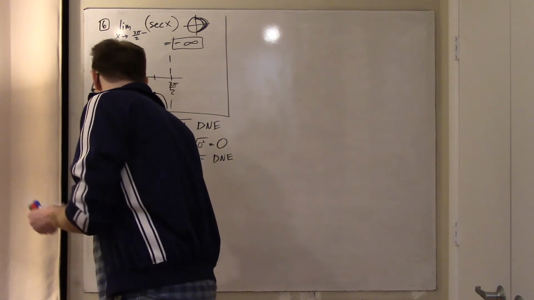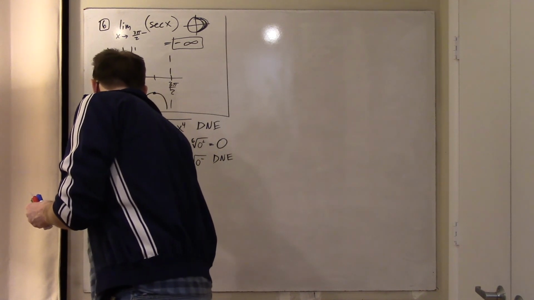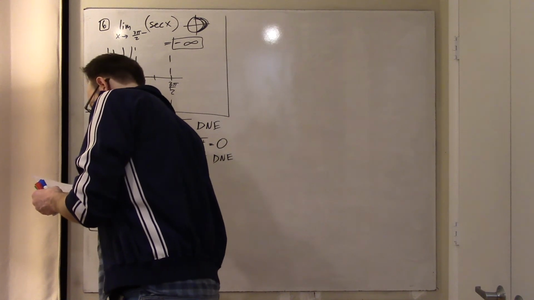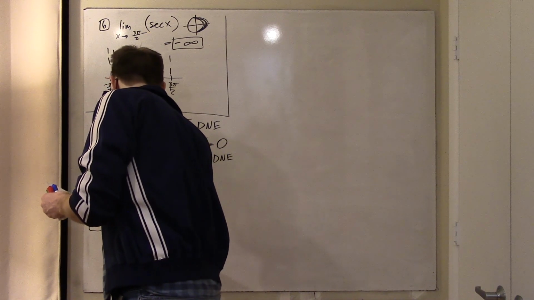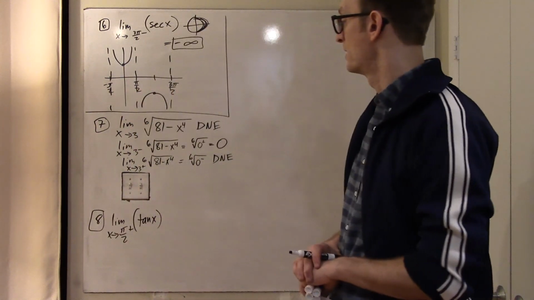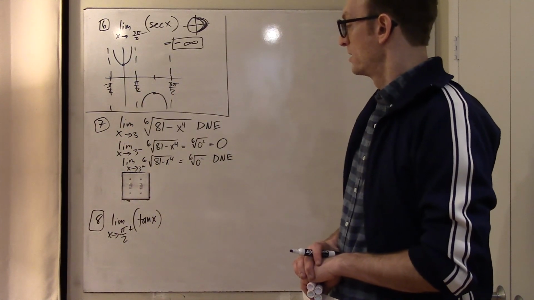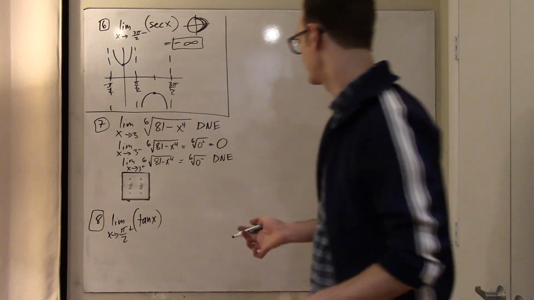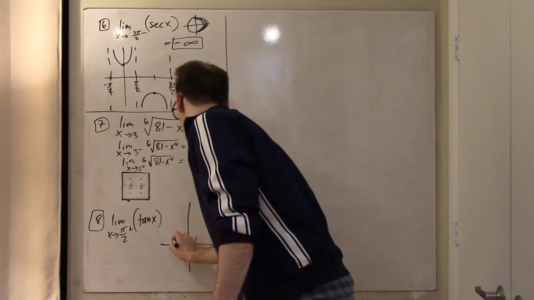Number 8. The limit as x approaches pi over 2 plus of tan. Yeah, I guess I just recommend knowing the graph of tan. So, what does the graph of tan look like?